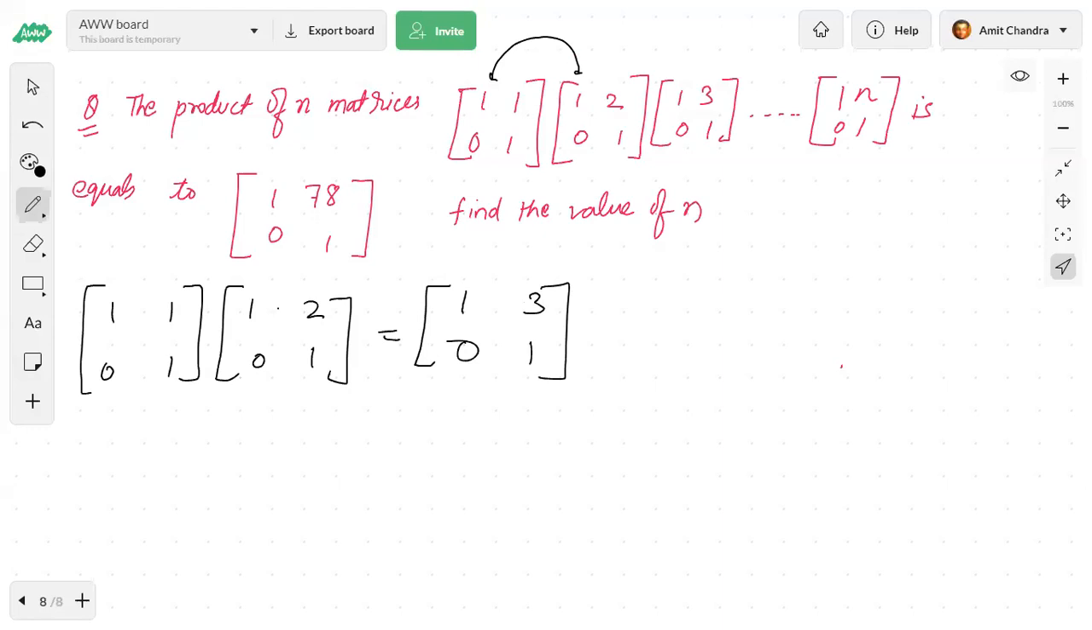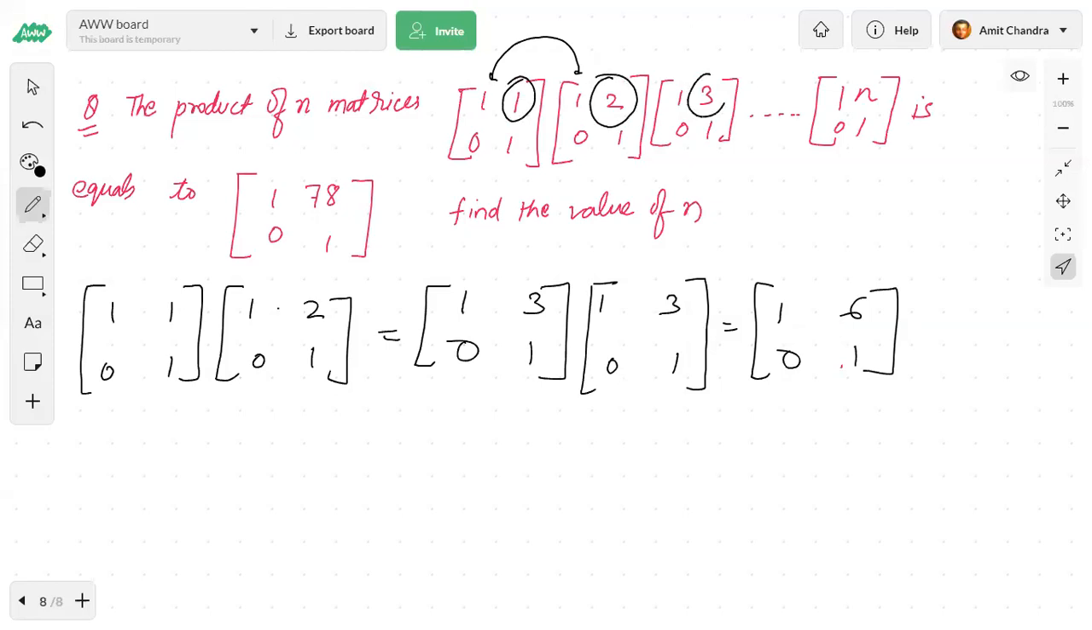Now let's see, when I multiply the first and third, what will I get? Multiplying 1 and 2, I get 3. Multiplying [1 1; 0 1] with [1 3; 0 1]: 1 into 1 plus 3 into 0 gives 1. 1 into 3 plus 3 into 1 gives 6. Then 0 and 1. So whatever I am multiplying, these parts are getting added up.